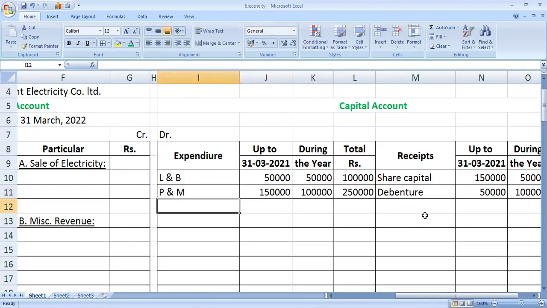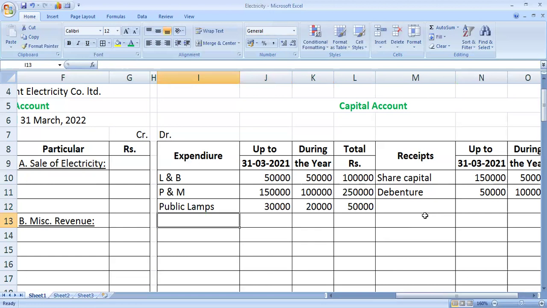Next item, public land. Public land also goes to the capital account expenditure side. Total amount ₹50,000. Additions during the year, 20,000. Remaining balance is 30,000.